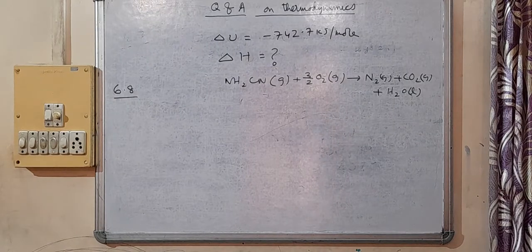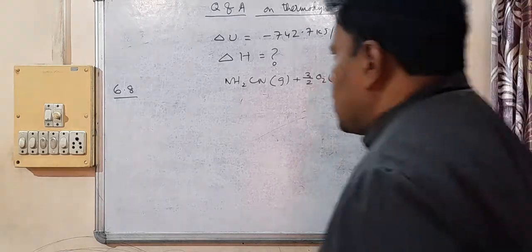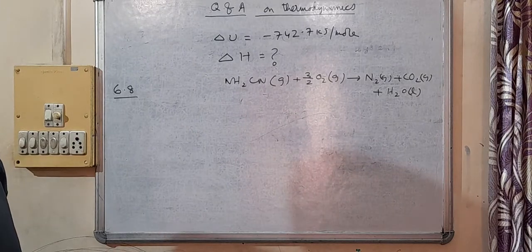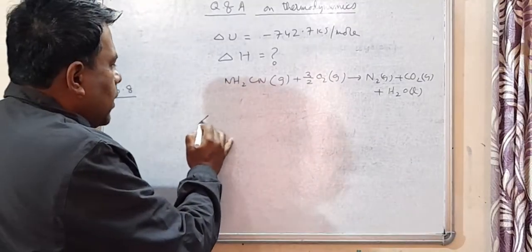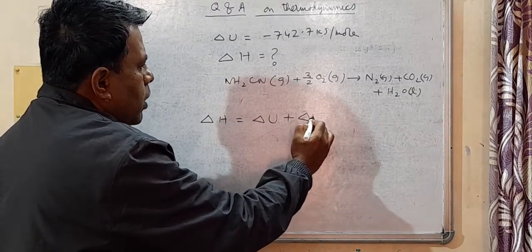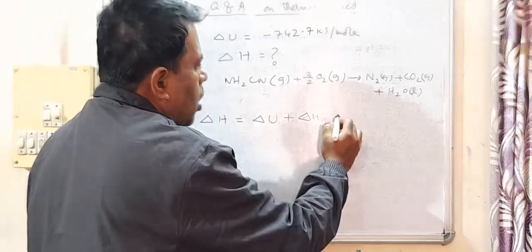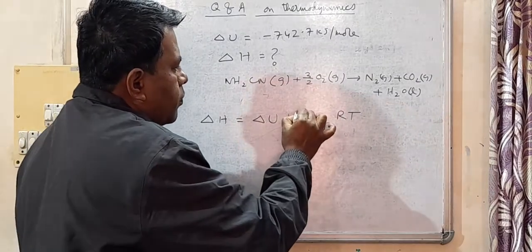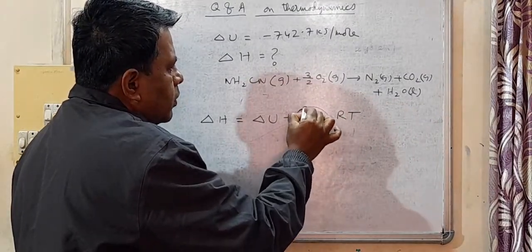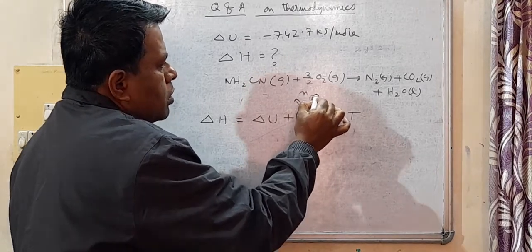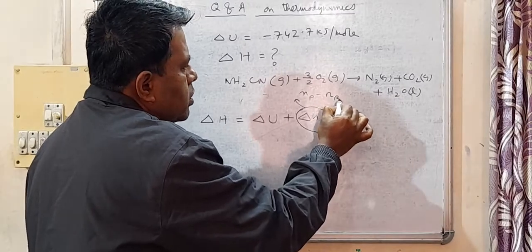Okay, so children, you know the relationship between delta H and delta U. We have discussed the relation. The relation is delta H is equal to delta U plus delta Ng RT. This was the relation, where delta Ng was number of moles of product gaseous minus number of moles of reactant gaseous.